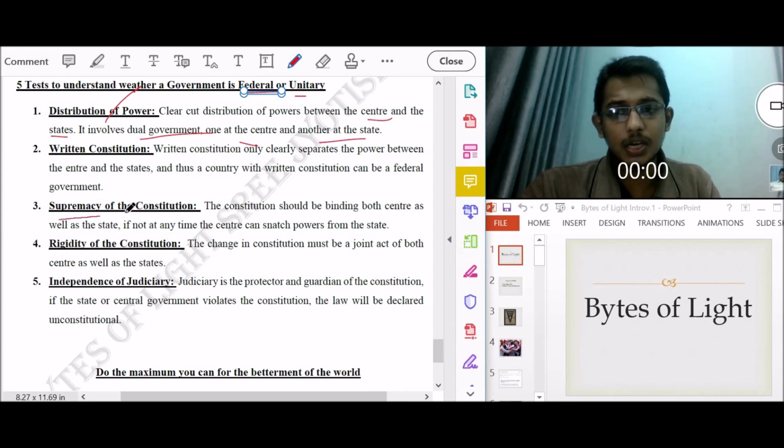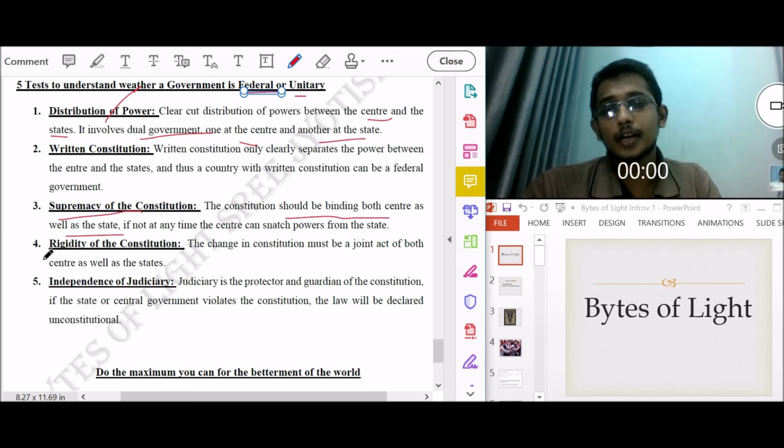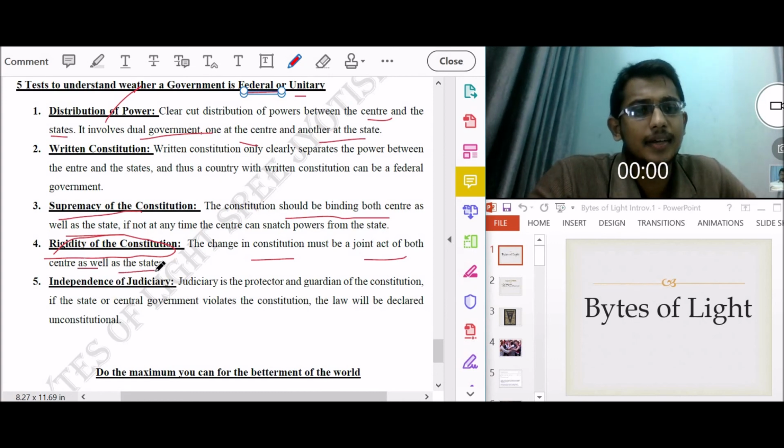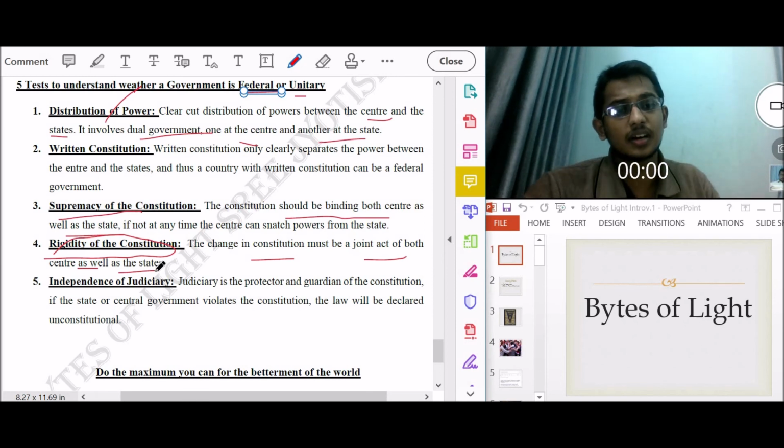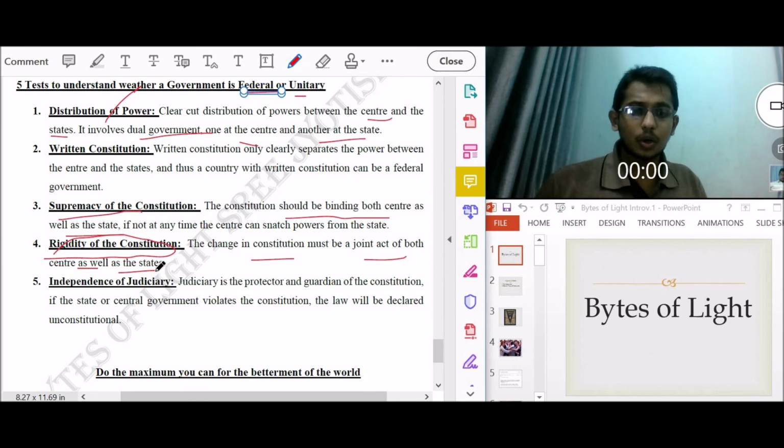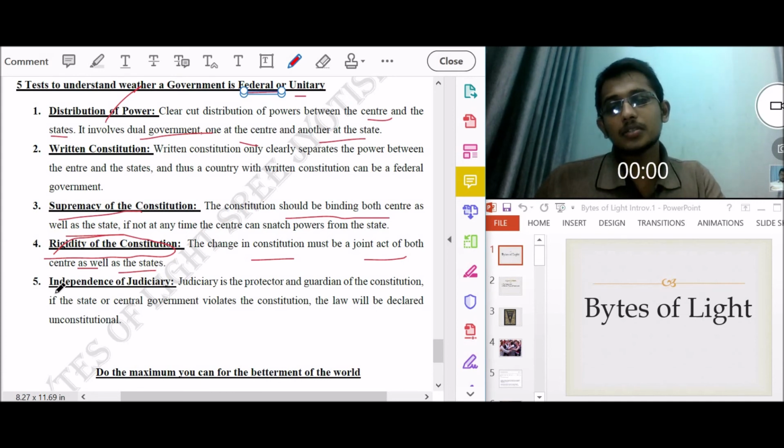And supremacy of the constitution is the third point. The constitution should be abided by both the center as well as the state. Then the center cannot snatch the powers from the state. Then rigidity of the constitution, that is, the change in the constitution must be a joint act of both the center as well as the state. That is, we have union list, state list and concurrent list. That is the changes in the concurrent list. If the constitution needs to be changed, the center cannot take the sole decision. They have to consult the state also. That is another thing. And independence of judiciary.